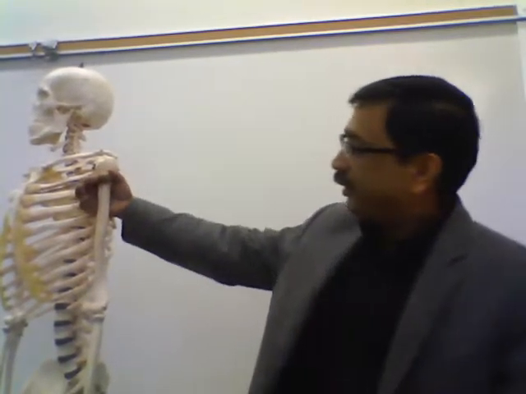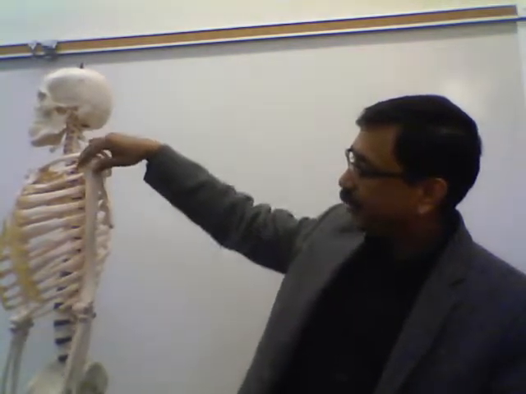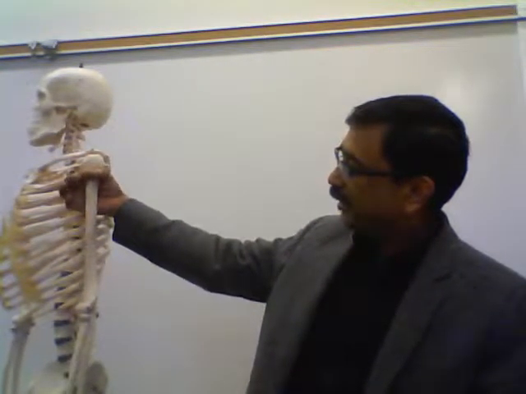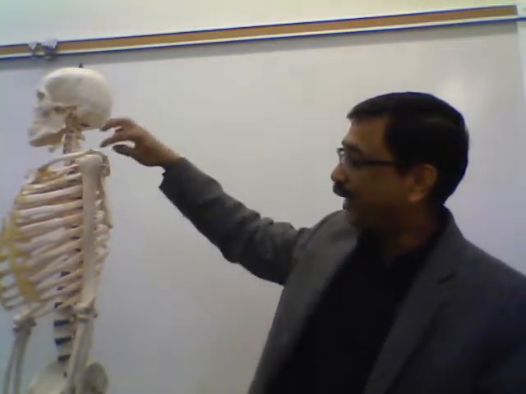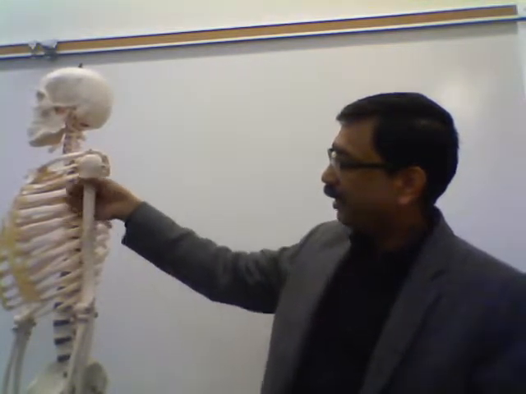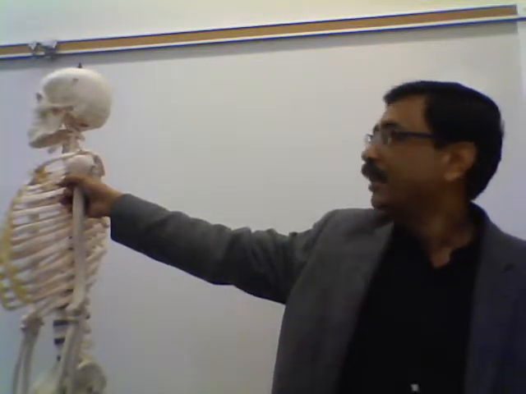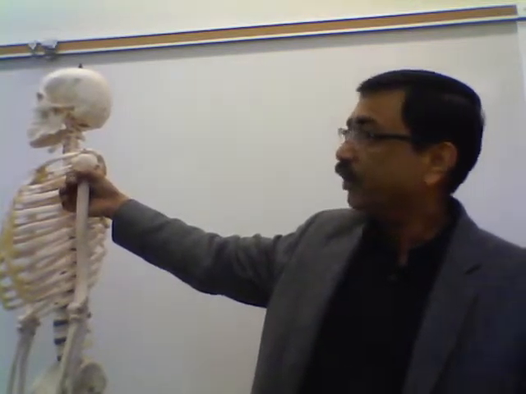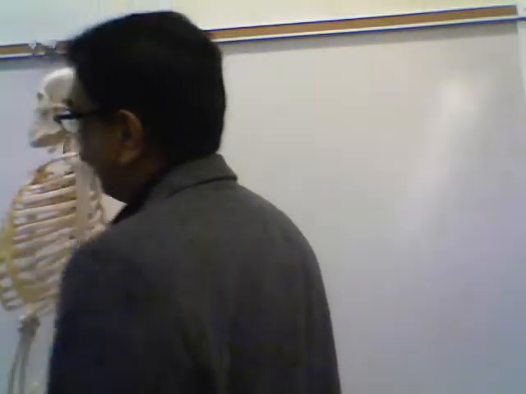Then, in the upper end, where it joins the shaft, this is the shaft, this is the upper end, where the upper end joins the shaft, that area is called the surgical neck. So this bone has two necks, anatomical neck around the head and surgical neck here. Why is it called the surgical neck? Because most of the time fracture of this bone occurs here, at the surgical neck. Okay, so that is the upper end.